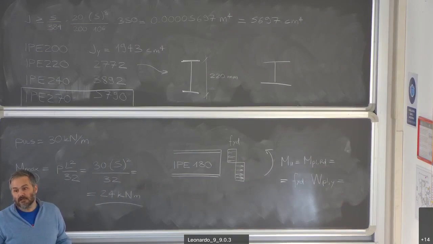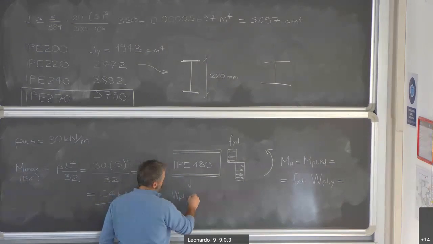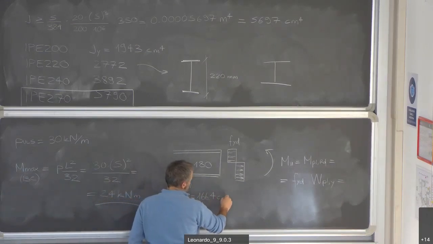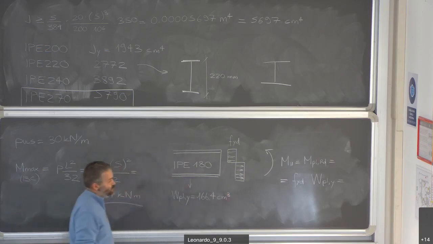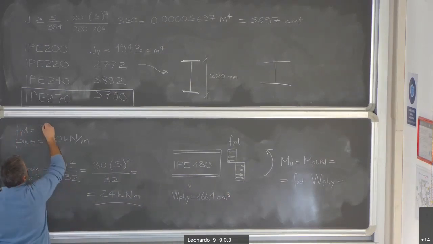Here it says 166.4 centimeters to the power of 3. So for IPE 180, WPLY is 166.4 cubic centimeters. So let's do the calculation. What is FYD? I didn't give it. I give it now. FYD is equal to 220.